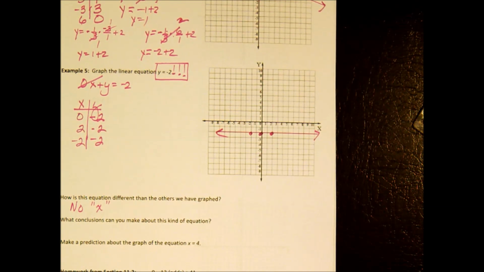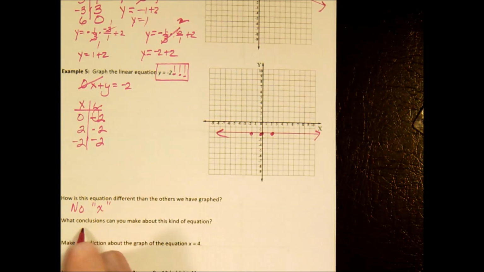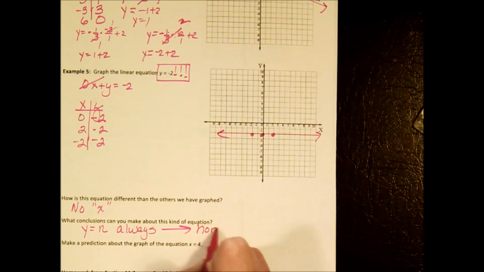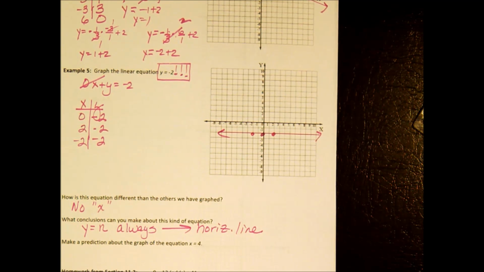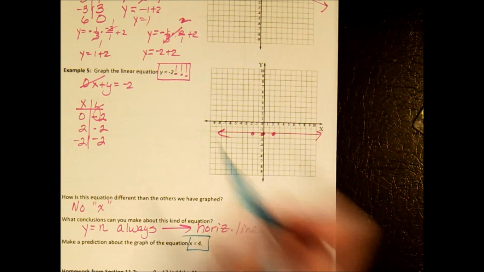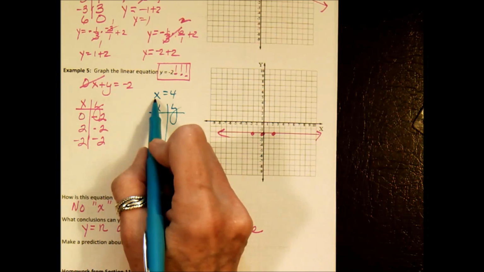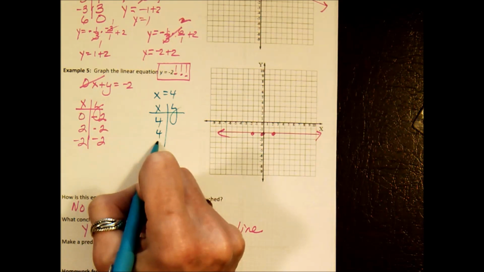What conclusions can you make about this kind of equation? If you have y equals some number and there's no x, it will always be a horizontal line. Always. So what do you think, let's do this in a different color. What do you think the equation x equals 4 would be? Well, let's do it real quick. x equals 4. We have an xy table. This is saying x has to be 4. We don't care what y is.